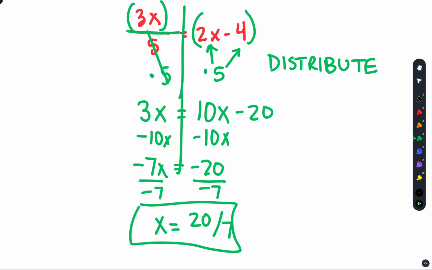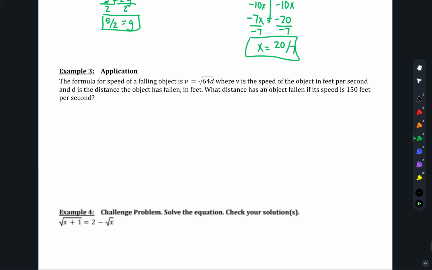I have an application problem that we absolutely have to get through, and then I have a challenge problem that we're going to try our darndest to get through. Let's look at the application.